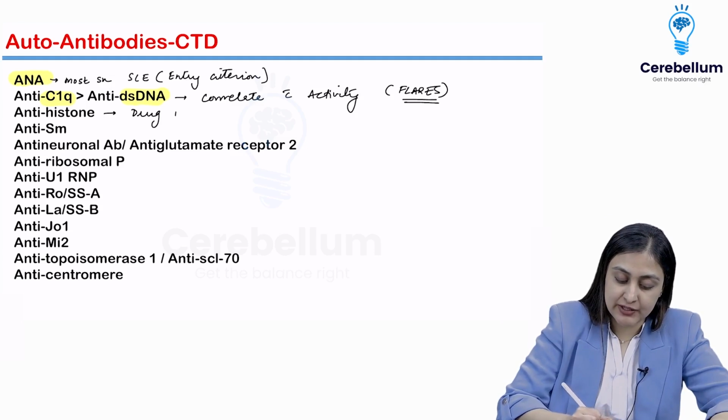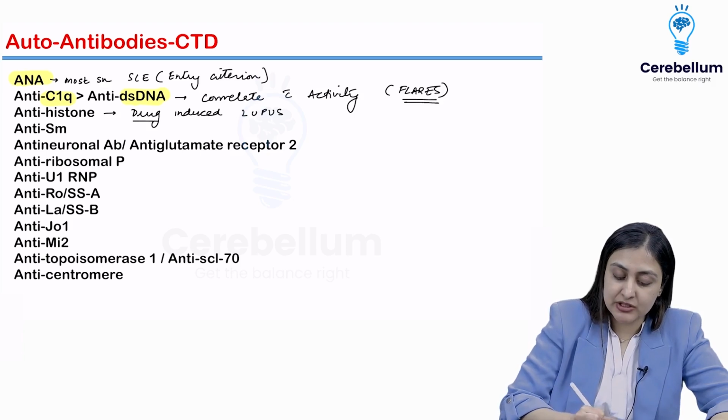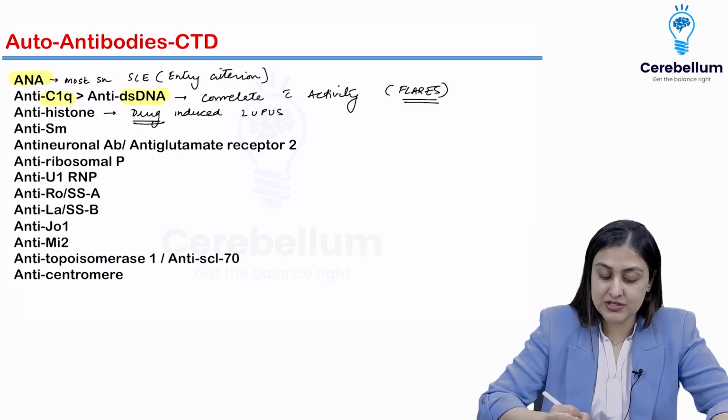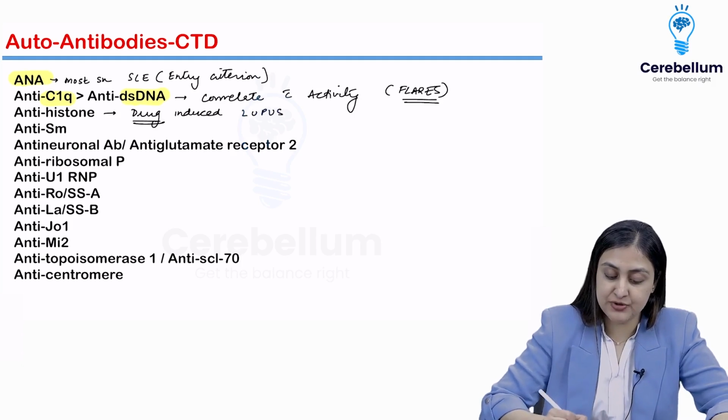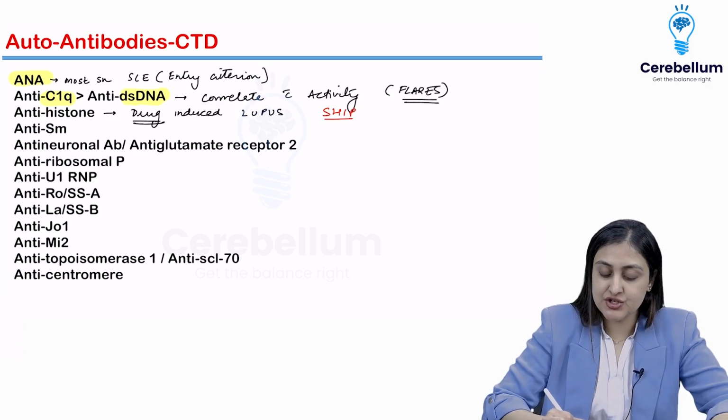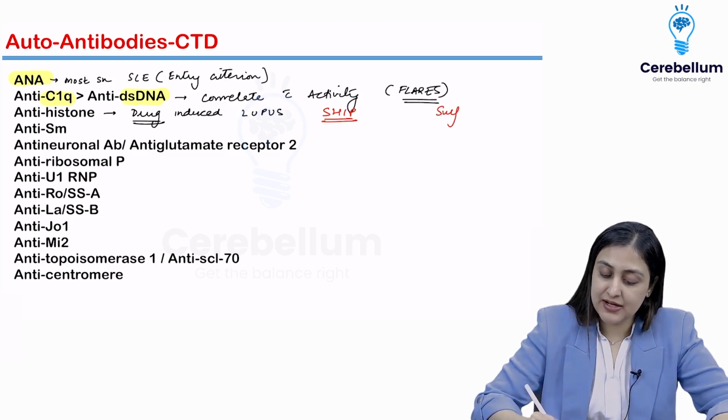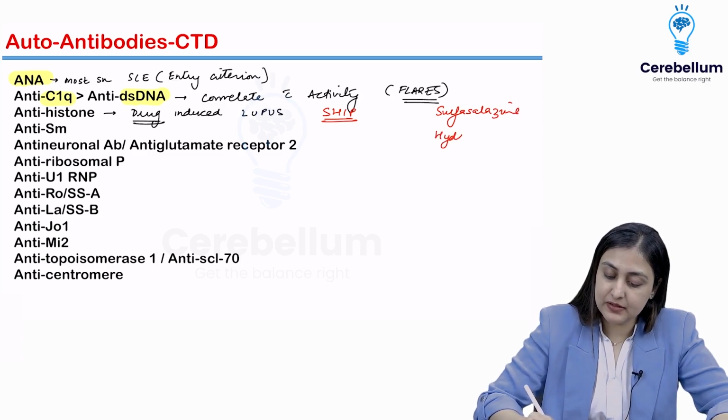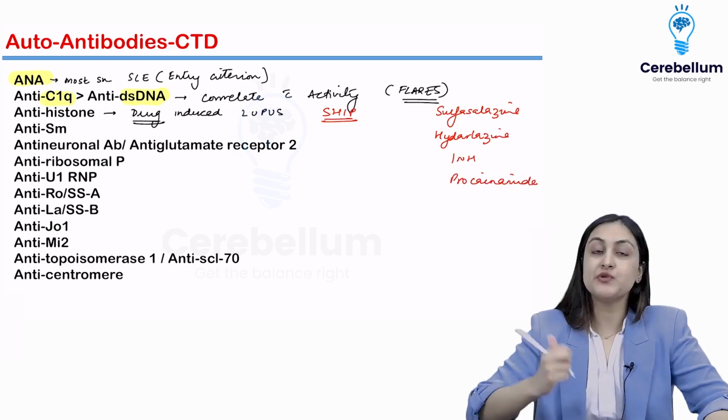Antihistone antibody, very, very important. It's for drug-induced lupus. From drug-induced lupus, you also want to remember the drugs which are gonna be causing lupus. So here we have the SHIP drugs, isn't it? So what are the SHIP drugs? We have sulfasalazine, we have hydralazine, we have isoniazid and procainamide. So these are the SHIP drugs.